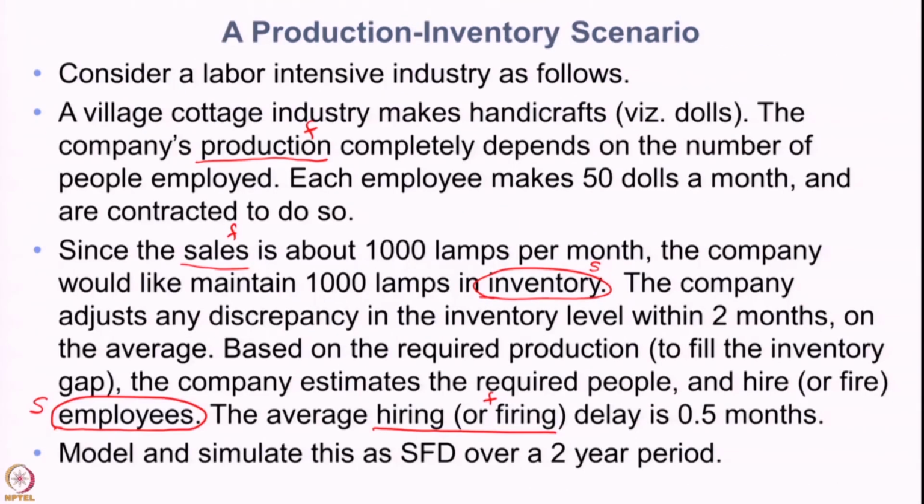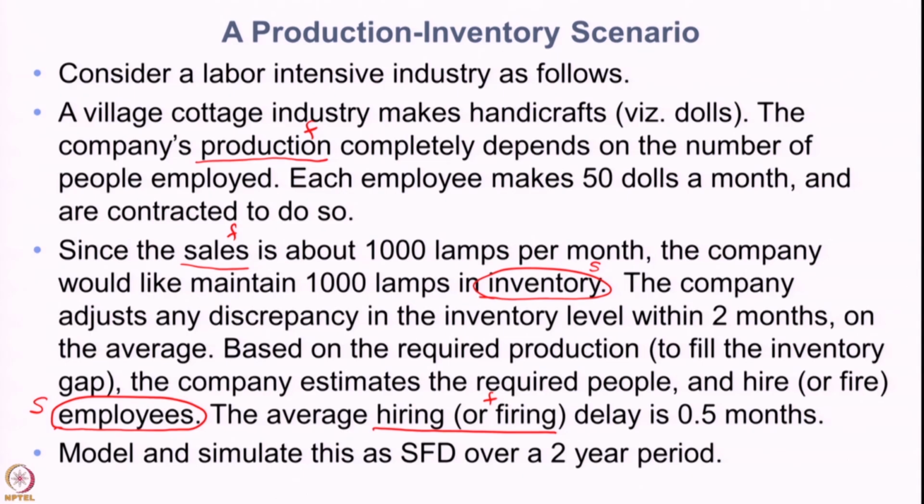If you go back to the description, it says that production completely depends on the number of people employed, and each employee makes $50 a month. So, if I know the number of employees and we already know their productivity, the production can be easily computed by the number of employees times their productivity.